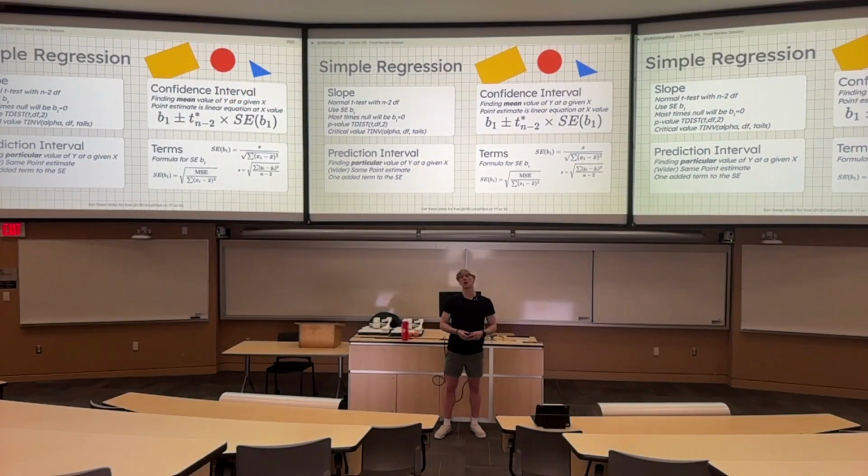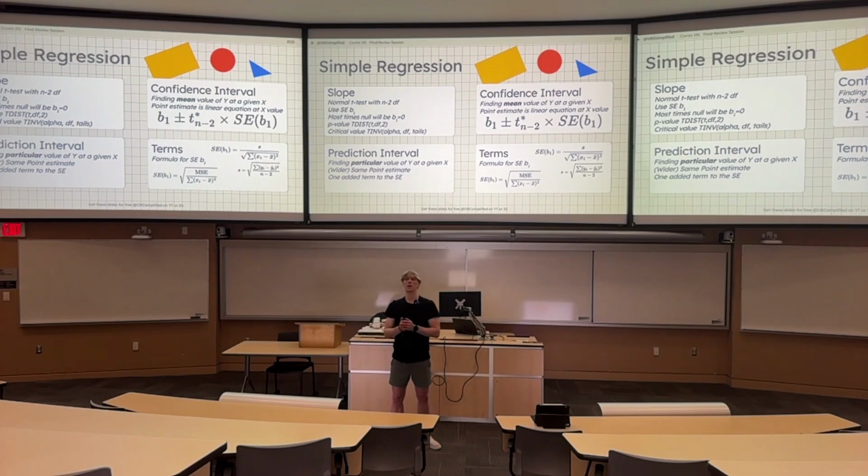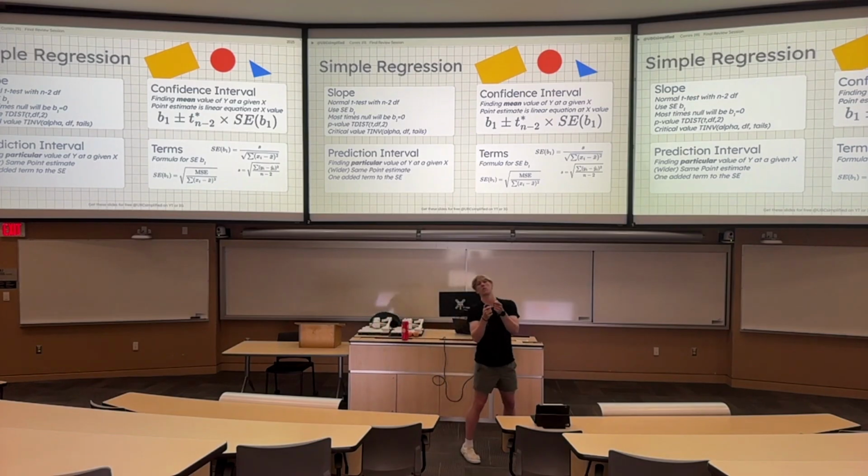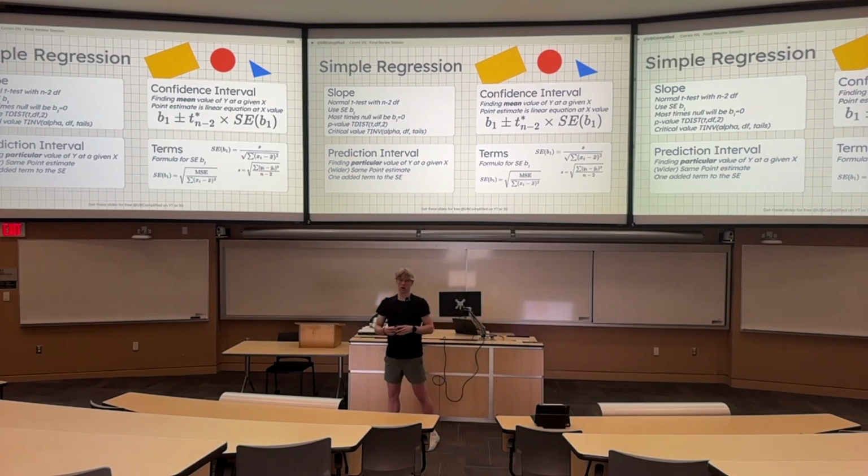Very similar to that, there are confidence intervals. There's a difference between the confidence interval and the prediction interval. The confidence interval is when you want to find the mean value of y at a given x. So the confidence interval is for the mean value of y at a given x.